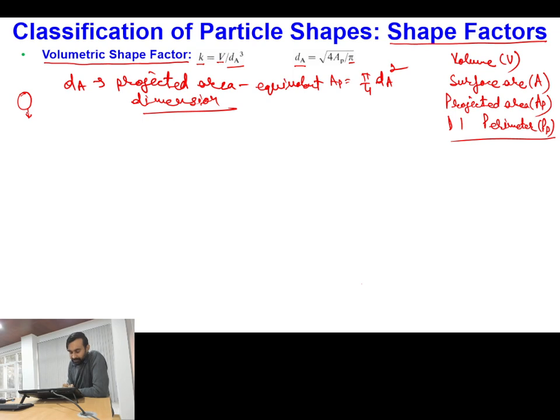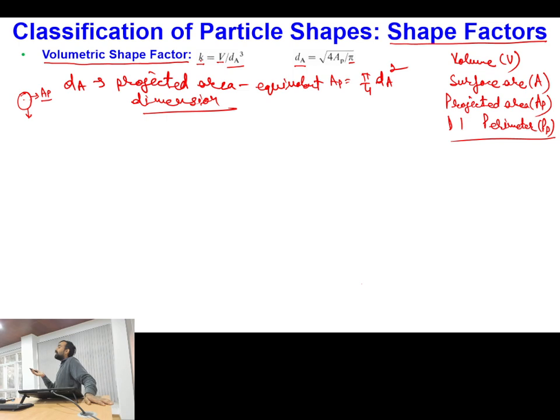Of course, whatever the cross-sectional area of the circle, same will be the projected area of the circle. With reference to this projected area, whatever diameter you will be getting, that will be nothing but equal to the diameter of the sphere. So if you consider the volume of an exact sphere divided by dA cube, that will be actually coming out as factor K.